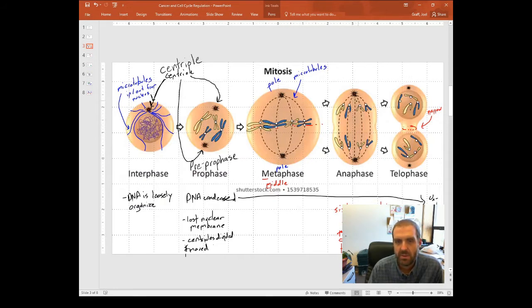Anaphase, those microtubules start pulling on the chromosomes, and your sister chromatids break in half so that you have a chromosome of each kind ending up at each pole of the cell. And then the cell divides during telophase, and it's not written here, but there's cytokinesis.